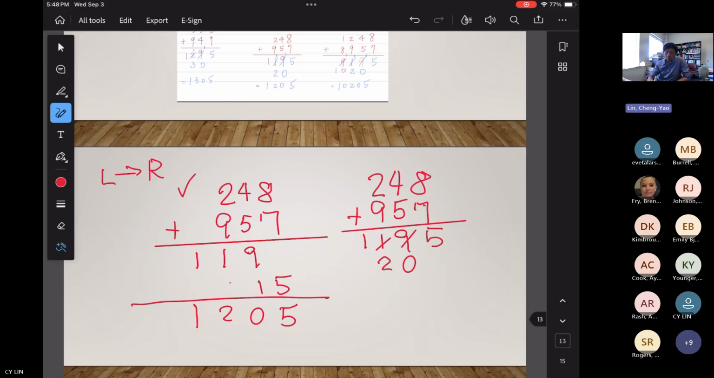You can do this way or you can do this way. If you are familiar with this method, you can do it quicker like this. But if you are a beginner just starting to learn, you can do it this way. But actually it is a way of doing left to right.